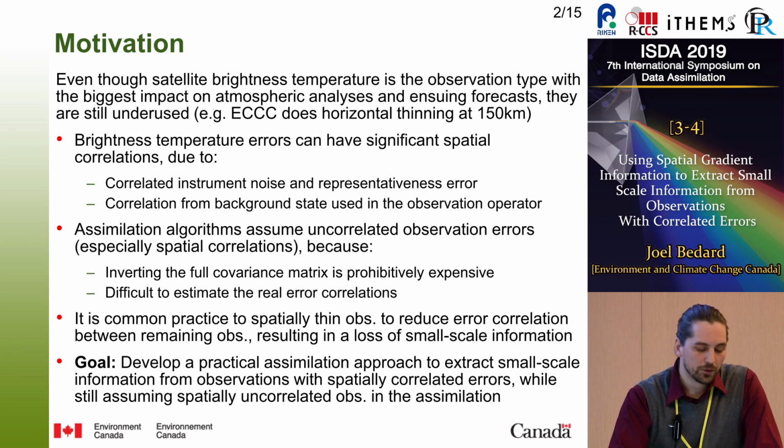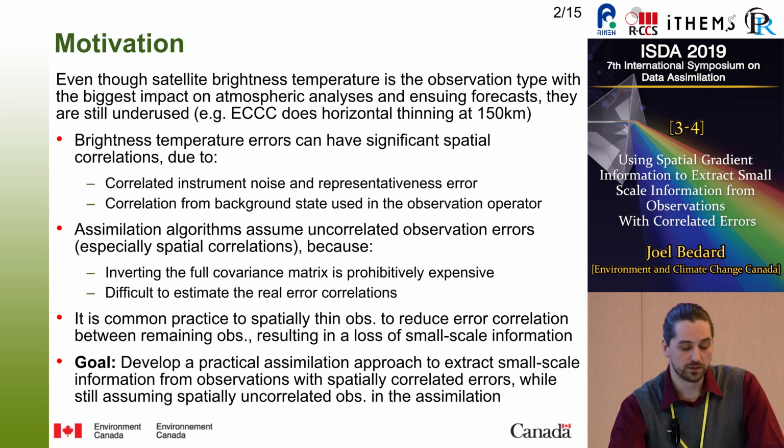And we make that assumption because inverting the full covariance matrix is very expensive, and it's a bit difficult to estimate the real error correlation. Of course, there are some methods like the Desrosiers approach, but they are based on some assumptions that sometimes are quite strong, like the perfect B matrix. So it's common practice to spatially thin the observations to reduce the error correlation between the remaining observations, which results in the loss of small-scale information.